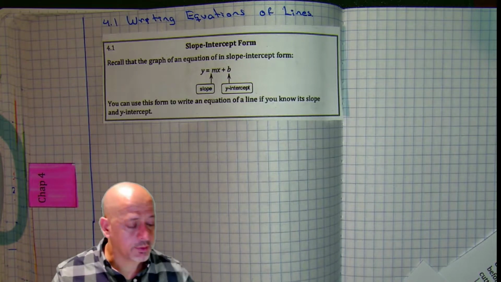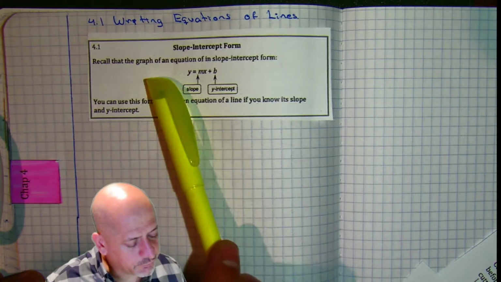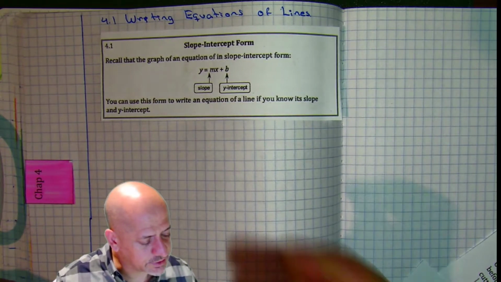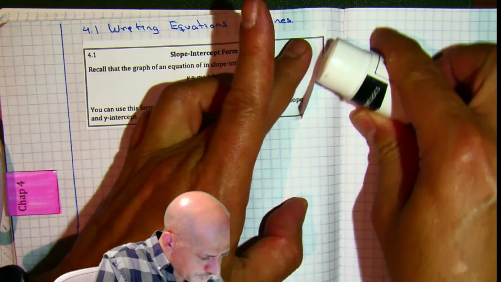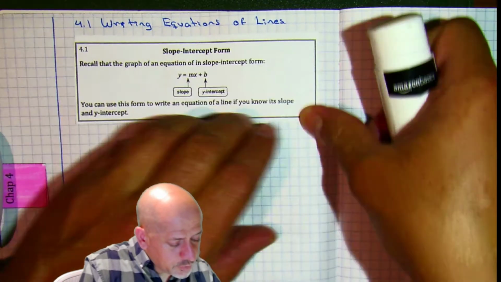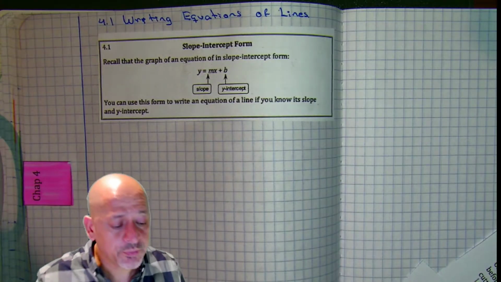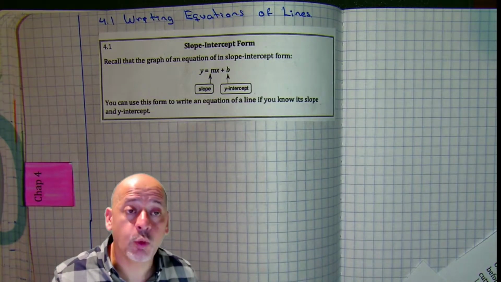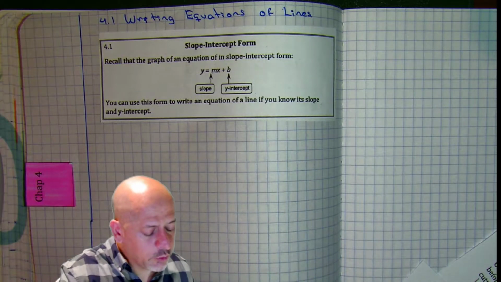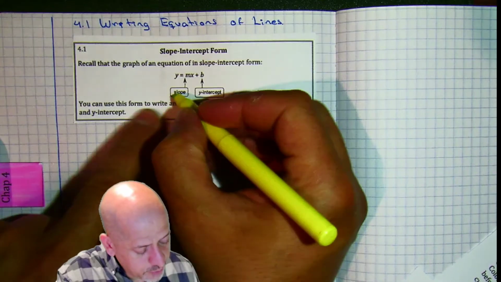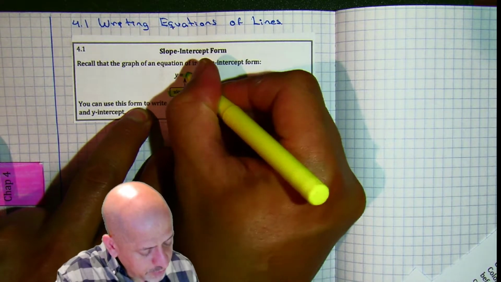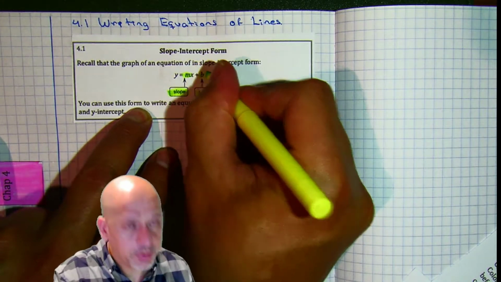So let's go and read through it. Recall that the graph of an equation in slope-intercept form is as follows. Let me get my corners. So if you recall, we graphed in the last unit, and we were able to use the slope and the y-intercept, where we know that your slope is your m and your y-intercept is your b.